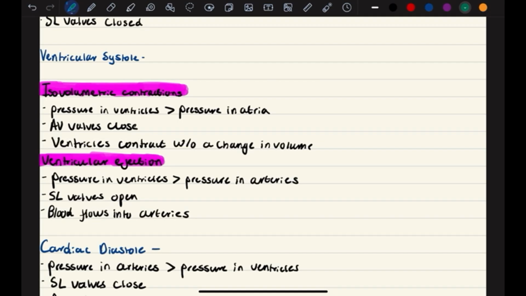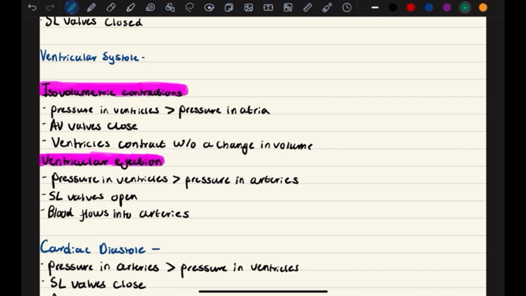So the first one is isovolumetric contraction, right? We're going to have contraction of your ventricles, and that's going to build up the pressure. So the pressure in the ventricle is going to go higher than the pressure in the atria. When this happens, again, mass flow. Where's the blood going to want to move? The blood's going to want to move down the pressure gradient to the lower pressure, which is in the atria.